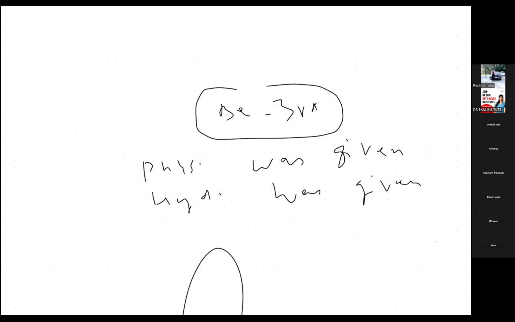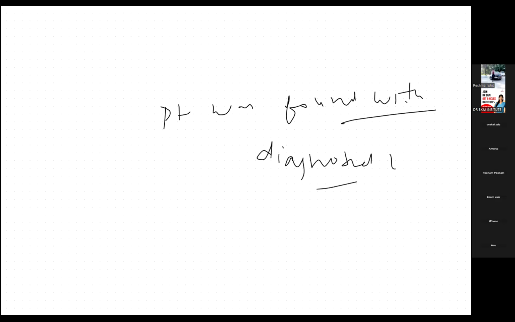If I say patient was found with, this is a passive voice. A classic example, or patient was diagnosed with. So when we do the writing part, this is how we write. Okay, I'm going to write it.